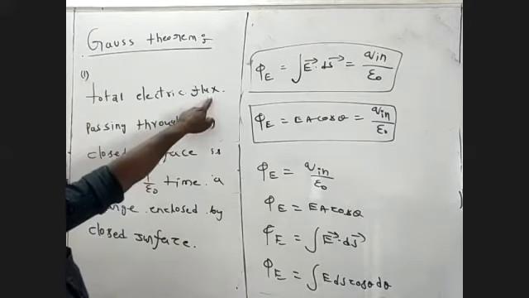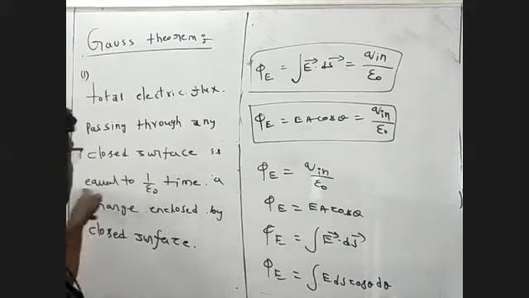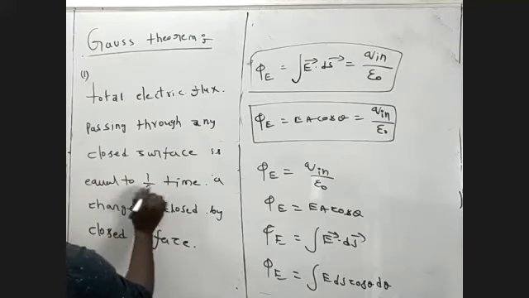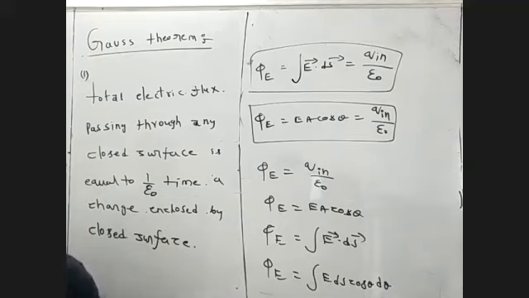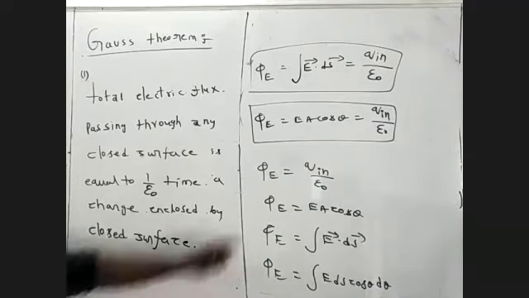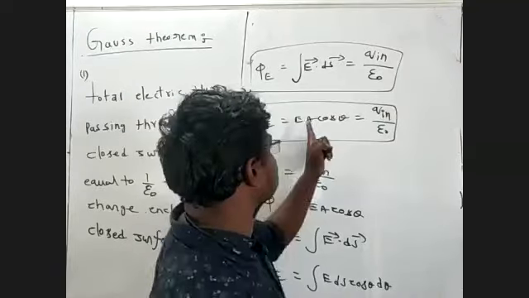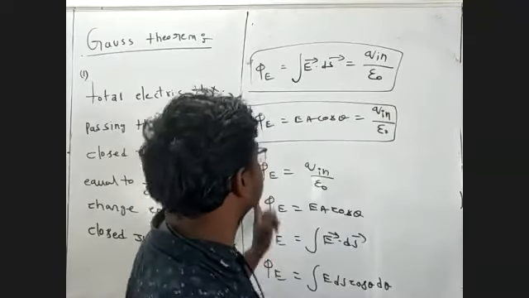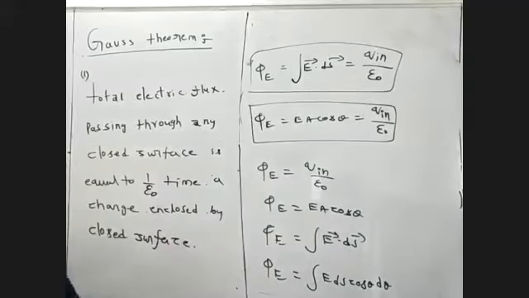Total electric flux passing through any closed surface is equal to 1 by epsilon naught times the charge enclosed by the closed surface. So phi is equal to the integral of E bar dot ds bar, which is equal to Q enclosed by epsilon naught. Phi is equal to EA cos theta, Q enclosed by epsilon naught.